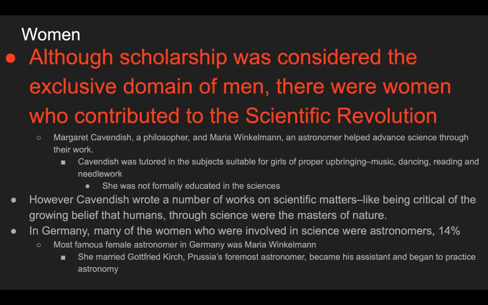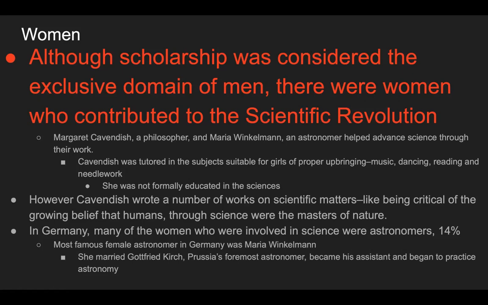So although scholarship was considered the exclusive domain of men, there were many women who contributed to the scientific revolution. Margaret Cavendish, a philosopher, and Maria Winkelmann, an astronomer, helped advance science through their work. Cavendish was tutored in the subjects suitable for girls of proper upbringing: music, dancing, reading, and needlework. She was not formally educated in the sciences. However, Cavendish wrote a number of works on scientific matters, like being critical of the growing belief that humans, through science, were the masters of nature.